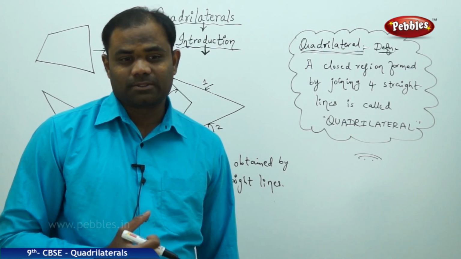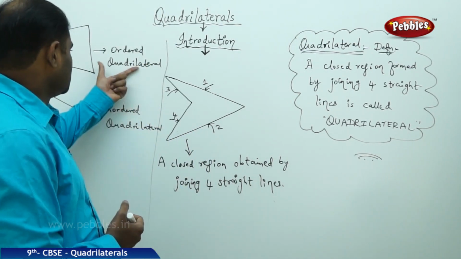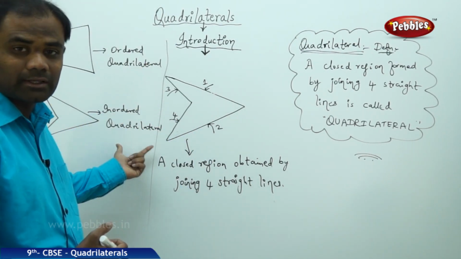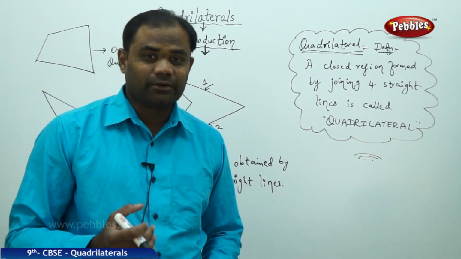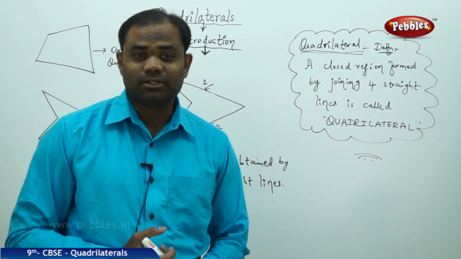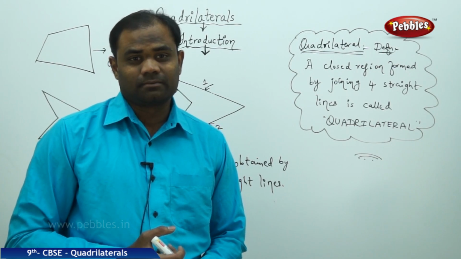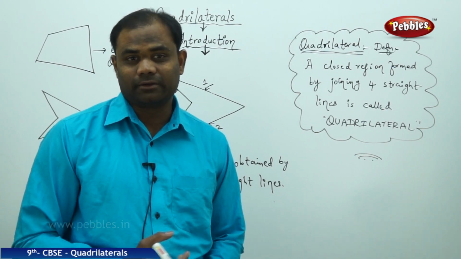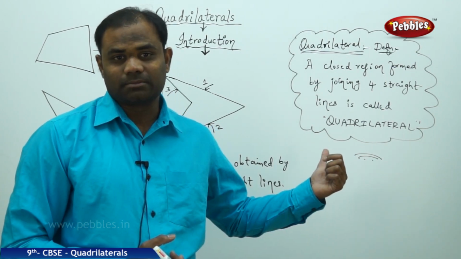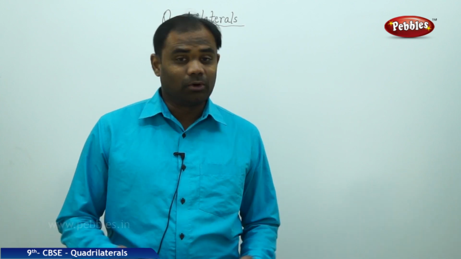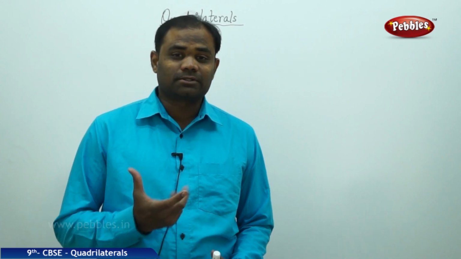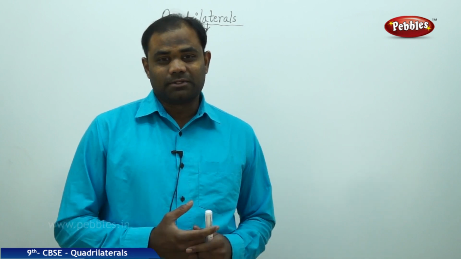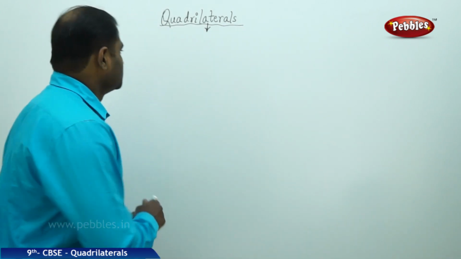Quadrilaterals are of two types: regular and irregular, ordered and unordered. But a quadrilateral is a closed region formed by joining four straight lines. Any closed region obtained by joining four straight lines is called a quadrilateral, is how we understand the concept. Now that we have defined quadrilateral, let's see the special features involved in quadrilateral. What are the different types of structures we see in the quadrilateral? Features.